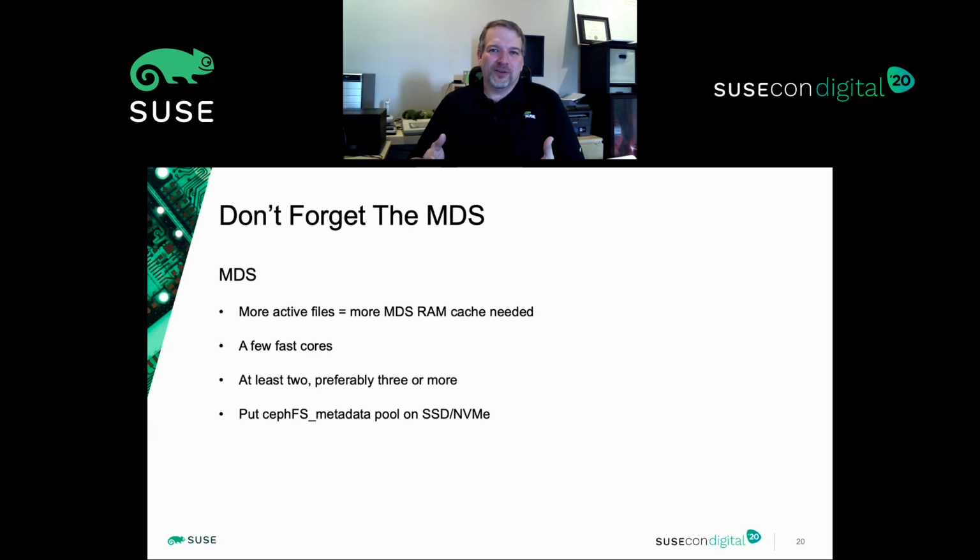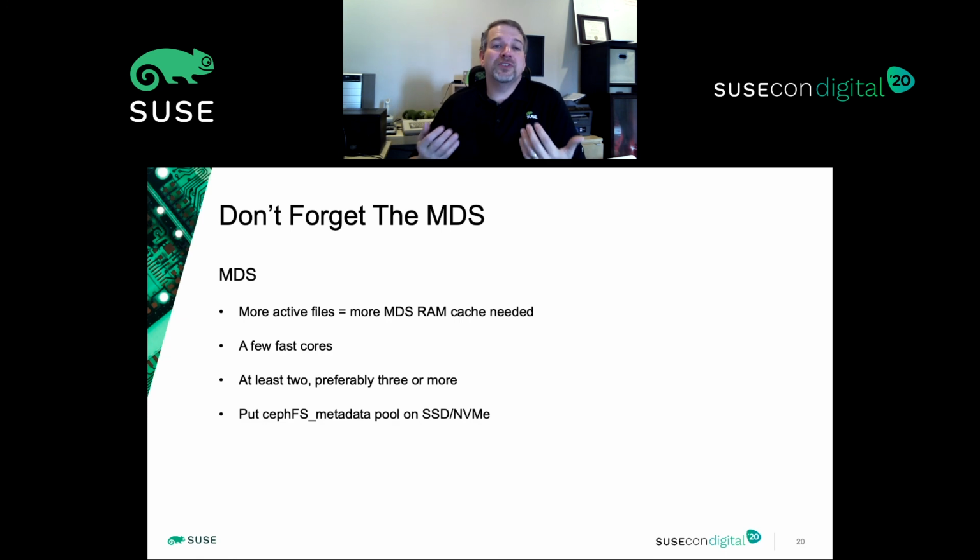Now, the metadata servers. So we're digging in a little bit. This is what's used with CephFS to keep track of all the metadata associated with the file system. The more active files you have, the more MDS RAM cache that's needed. And we actually have a SUSE Enterprise Storage performance tuning guide that includes a section that talks about the MDS cache and what variables to check for that.